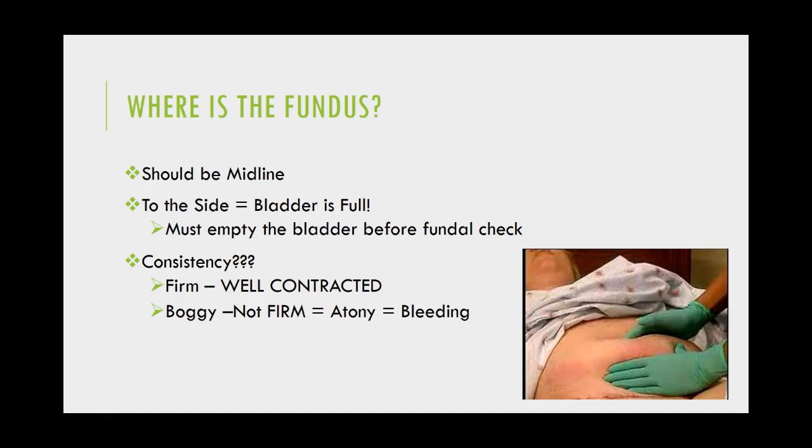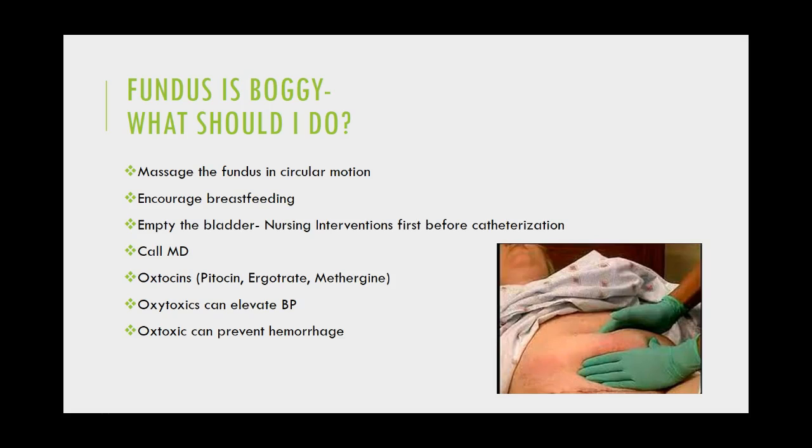And then consistency, meaning is it firm or boggy? If it's firm, then it's well contracted, and we can feel pretty good that mom's body is doing what it's supposed to, and hopefully we won't have any sort of postpartum hemorrhage. However, if it's not firm, then we have some uterine atony going on, and we may see more bleeding, and mom may experience that postpartum hemorrhage.